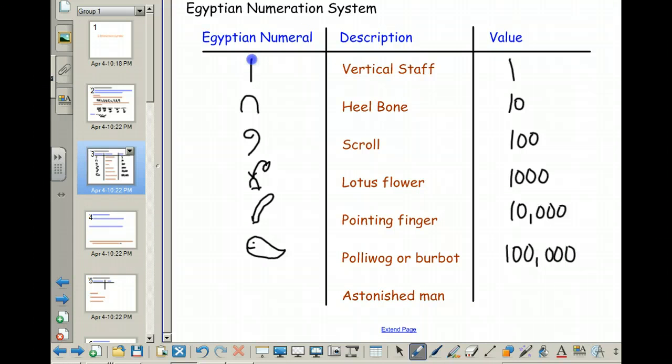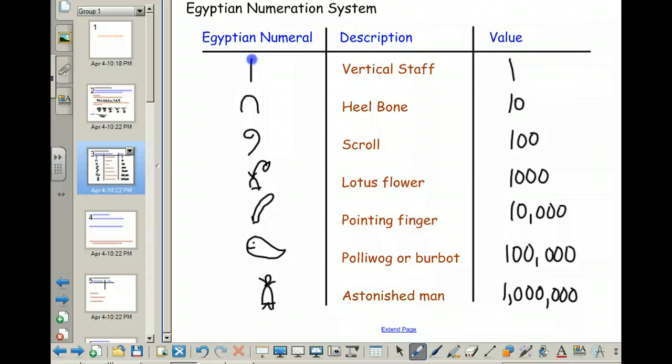And our astonished man is definitely the best. And he looks something like this. That looks like an astonished woman. But I think he's astonished because he's worth a million. I'm excited. So these are the numeration systems.